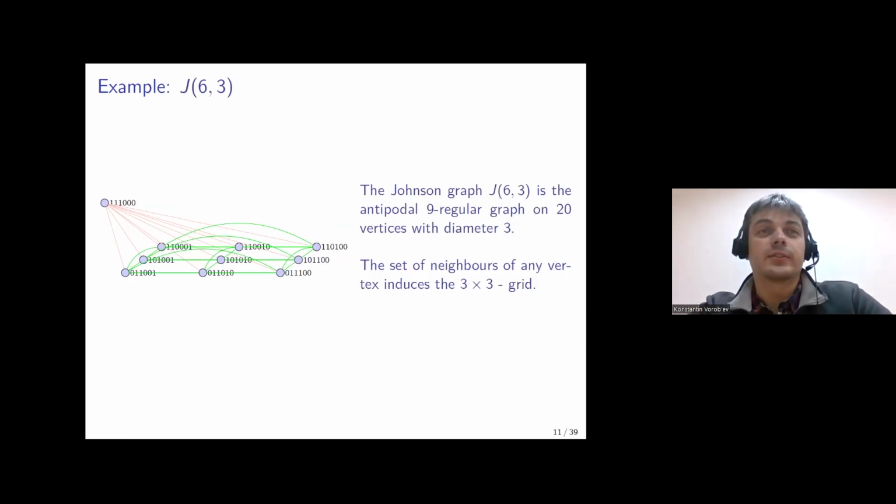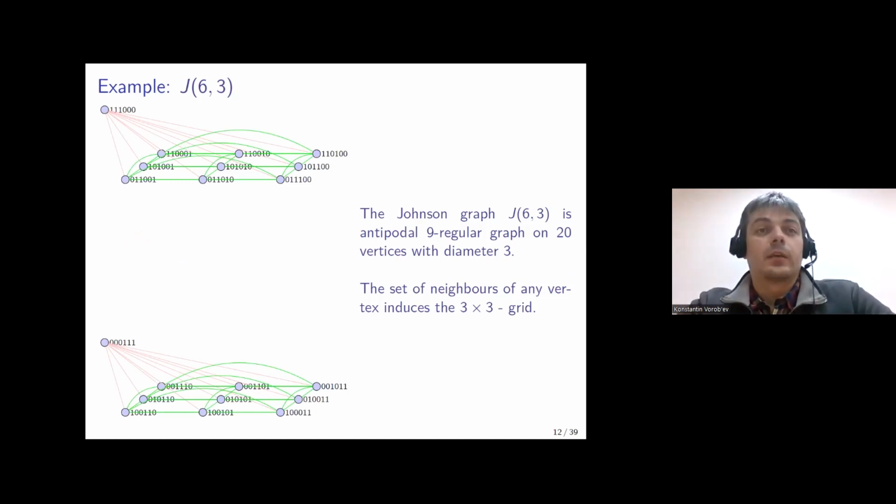So let us consider an example. Here we have a Johnson graph J(6,3). As you remember, the vertices of the graph are all vectors of length 6 with exactly 3 ones. Let us take a vertex and consider its neighborhood. You see that the neighborhood is a 3 by 3 grid. And now let us consider the antipodal vertex. Okay, so now we have 20 vertices. It is exactly the vertex set of our graph. It is of degree 9.